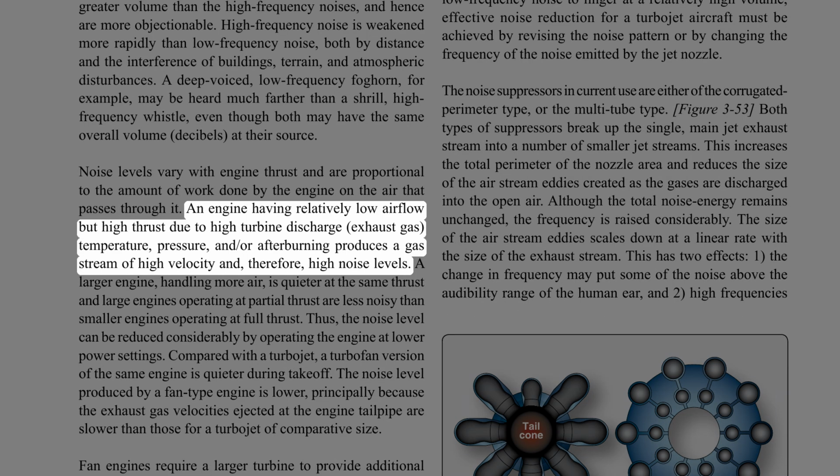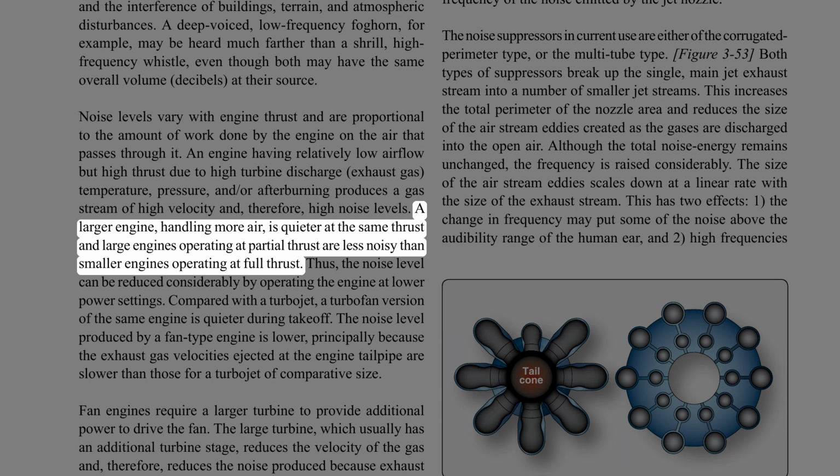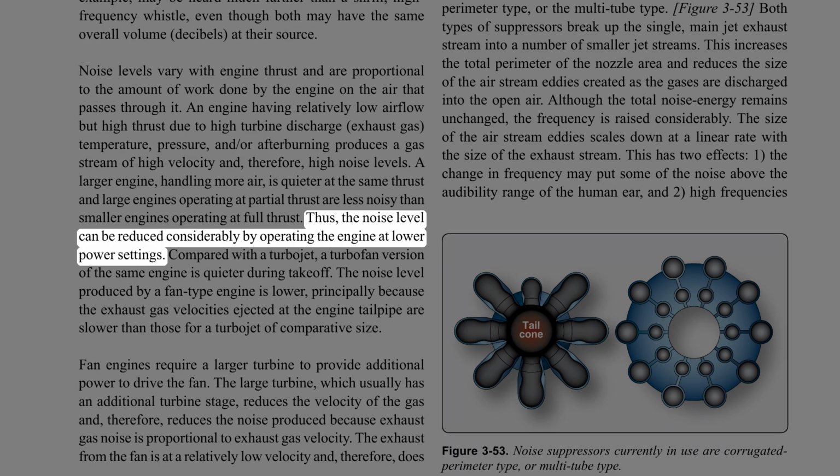An engine having relatively low airflow but high thrust due to high turbine discharge, exhaust gas temperature, pressure, and/or afterburning produces a gas stream of high velocity and, therefore, high noise levels. A larger engine, handling more air, is quieter at the same thrust, and large engines operating at partial thrust are less noisy than smaller engines operating at full thrust. Thus, the noise level can be reduced considerably by operating the engine at lower power settings.